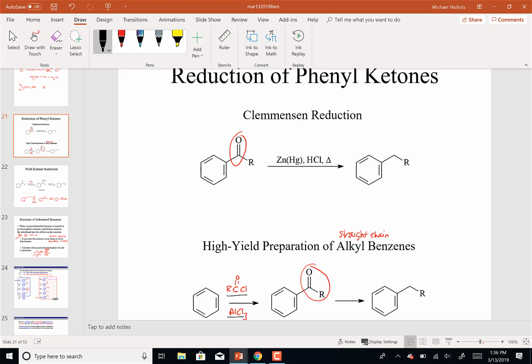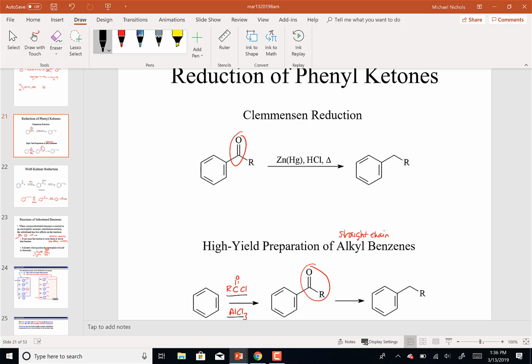And this reduces the ketone down to a CH2. Not a mechanism we need to worry ourselves with, but a reagent we need to know, because that's one of the two reagents we can use. Once I make my phenyl ketone, I just reduce it down to the alkyl benzene. So this is a way of getting around that rearrangement.